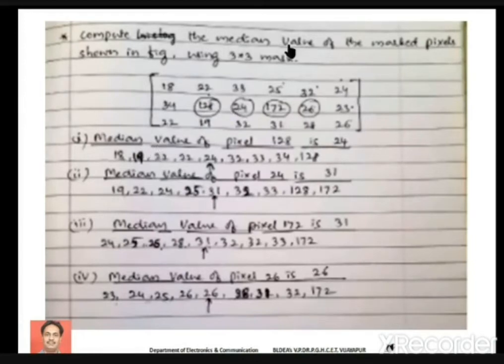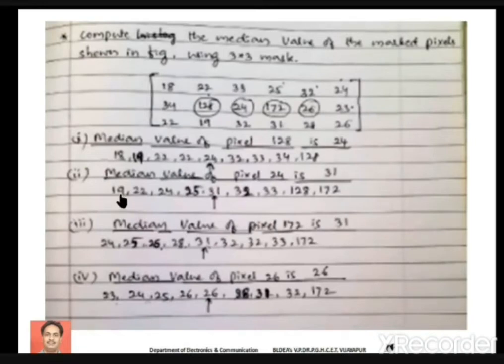Similarly, we have the second one. We have to find the median value of the pixel 24. This time you consider the surrounding pixels of 24, including 24, so you will get these pixels: 22, 33, 25, 128, 24, 172, 19, 32, and 31. The very first step is, by considering these 9 values, you arrange them in ascending order.